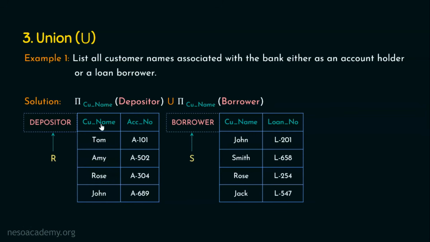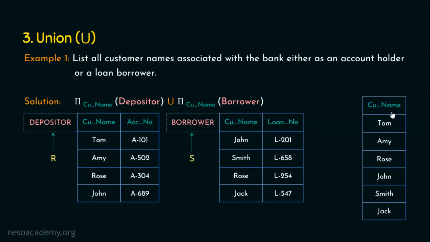So what is R? It's the customer name from the depositor relation. I am just renaming this output as R. So R contains only the customer names from the depositor relation, and S contains the customer names only from the borrower relation. This is R, this is S. What I am going to perform is R union S, on the customer name.